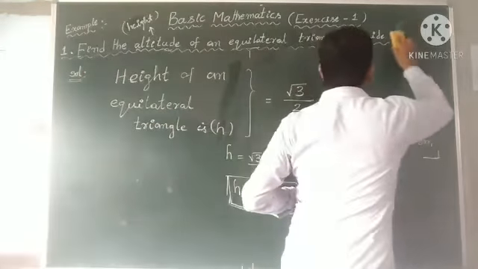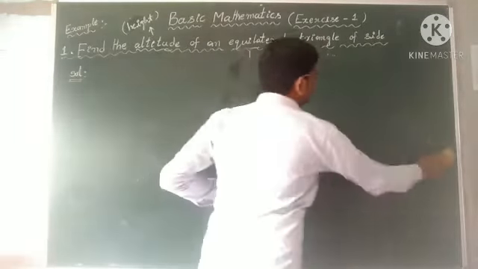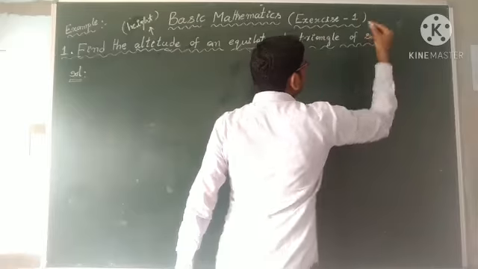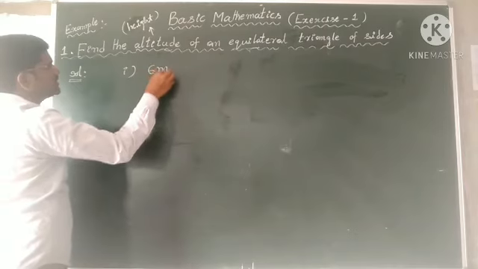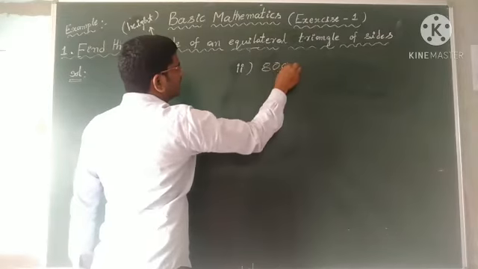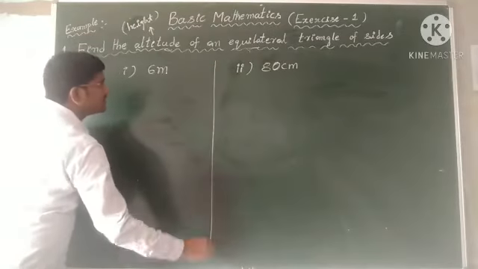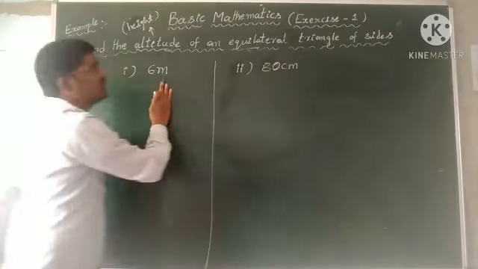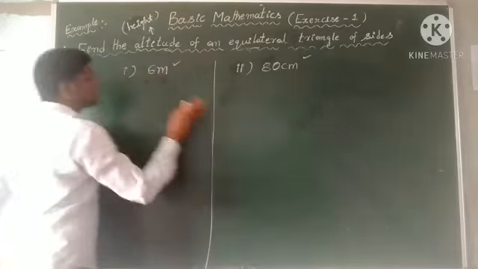Similarly, if I change the question, find the altitude of an equilateral triangle of sides. In the first problem I gave 6 meters, and in the second problem I gave 80 centimeters. So then we can go for its solutions. Now do it, students. One is 6 meters, another one is 80 centimeters. I'll do the first one.